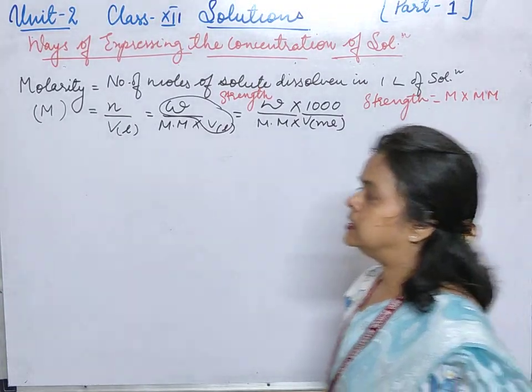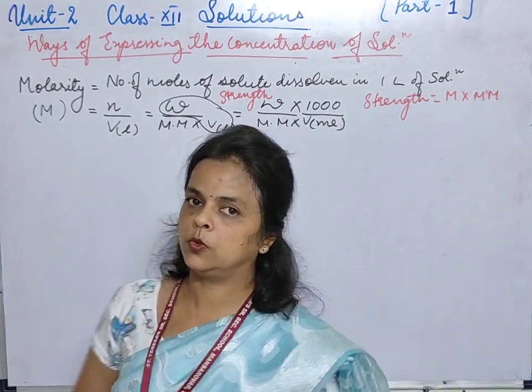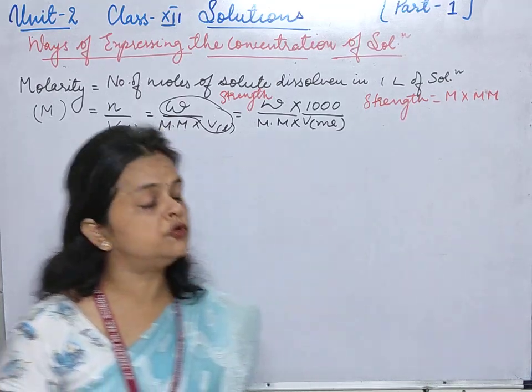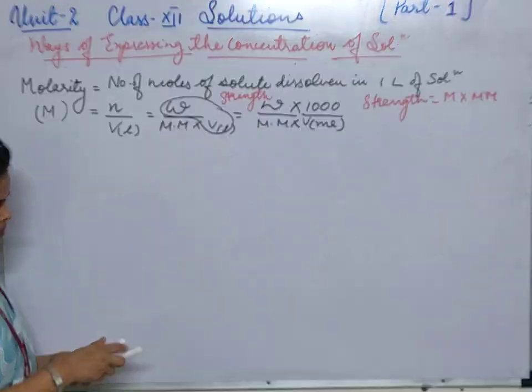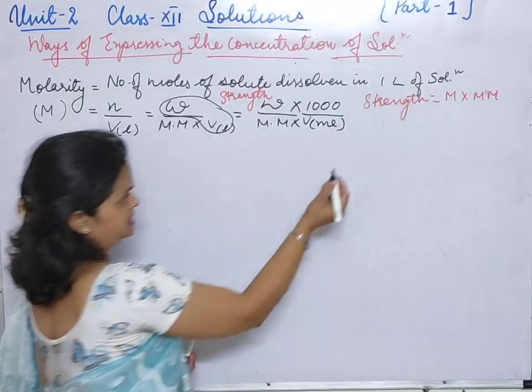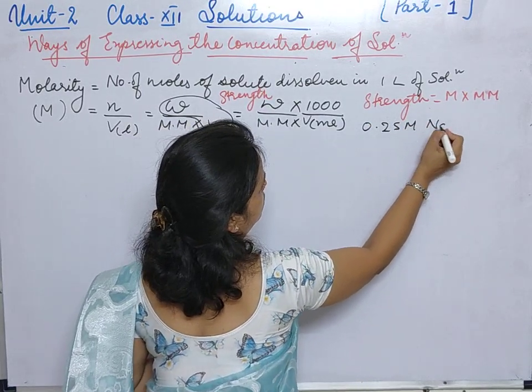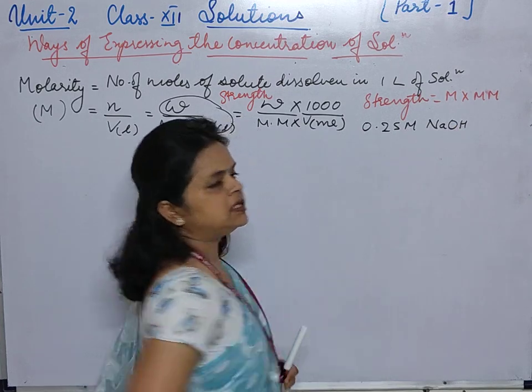One thing more: molarity depends on the temperature, so its value changes. And if somewhere it is written like this, 0.25 m NaOH, how will we read this?